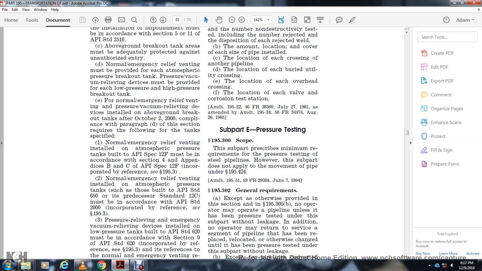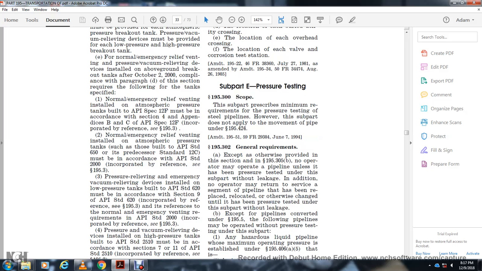In addition, the operator may not return a segment of the pipeline that has been relocated or replaced to service until it has been pressure tested under the subpart without leakage, except for pipelines converted under 195.5. The following pipelines may be operated without pressure testing under the subpart.